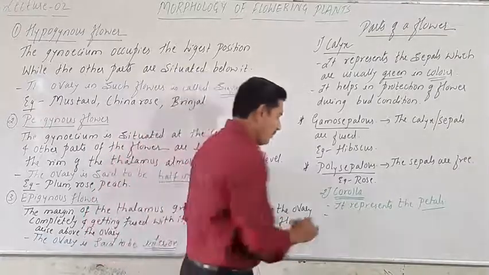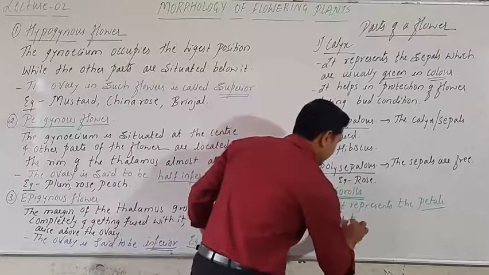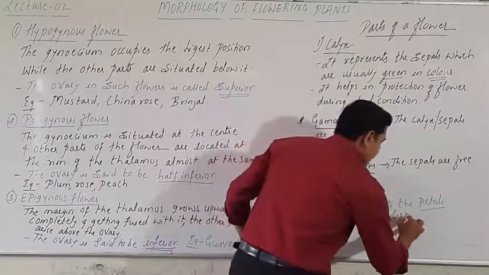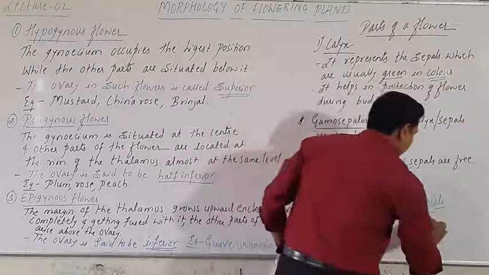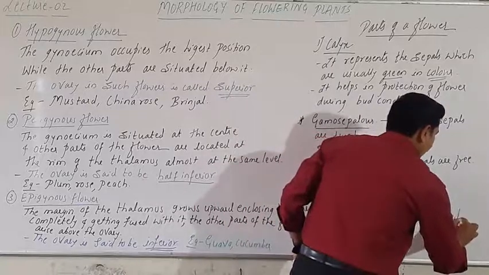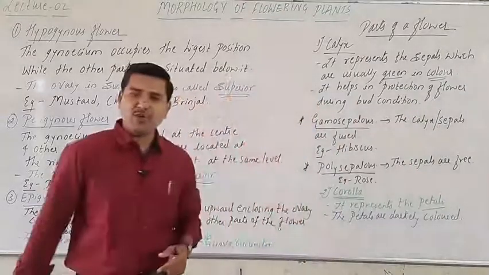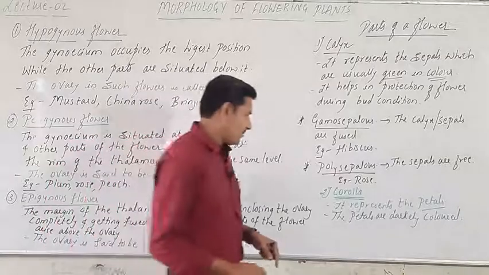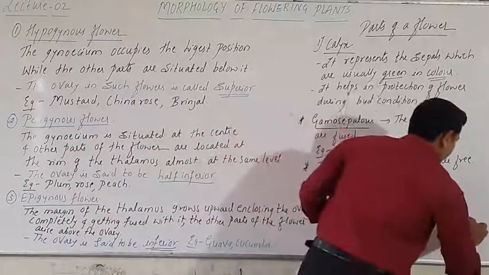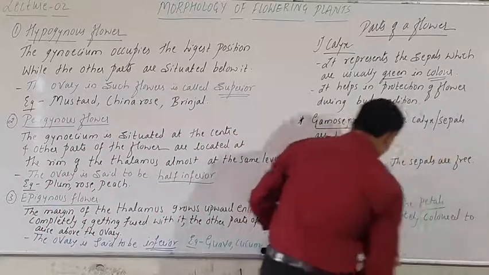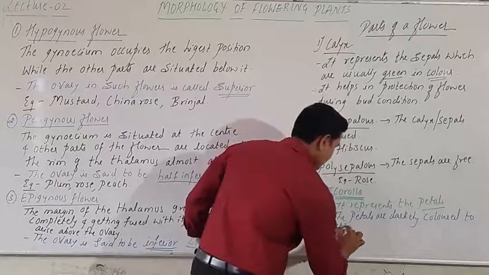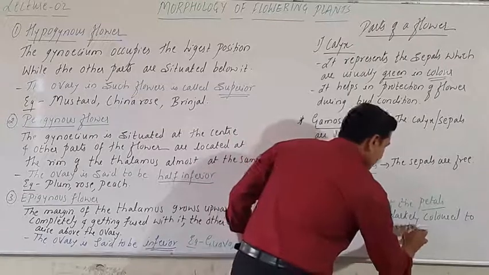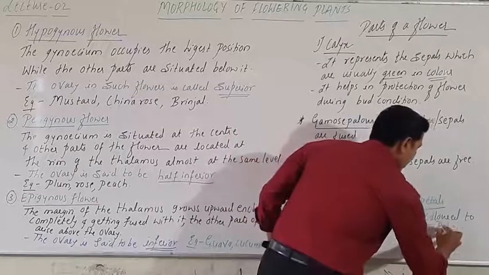Here the petals are darkly colored, or we say they are very colorful. What is the purpose? To attract the insects for pollination.